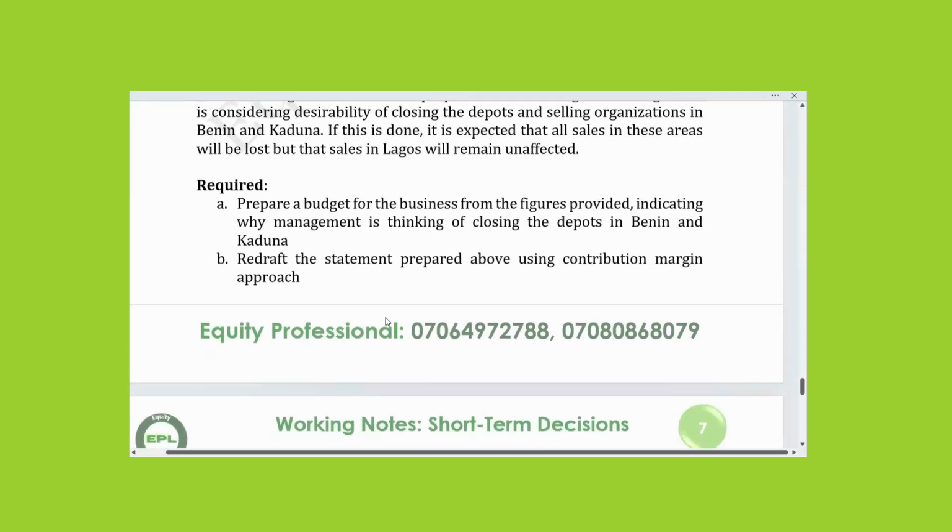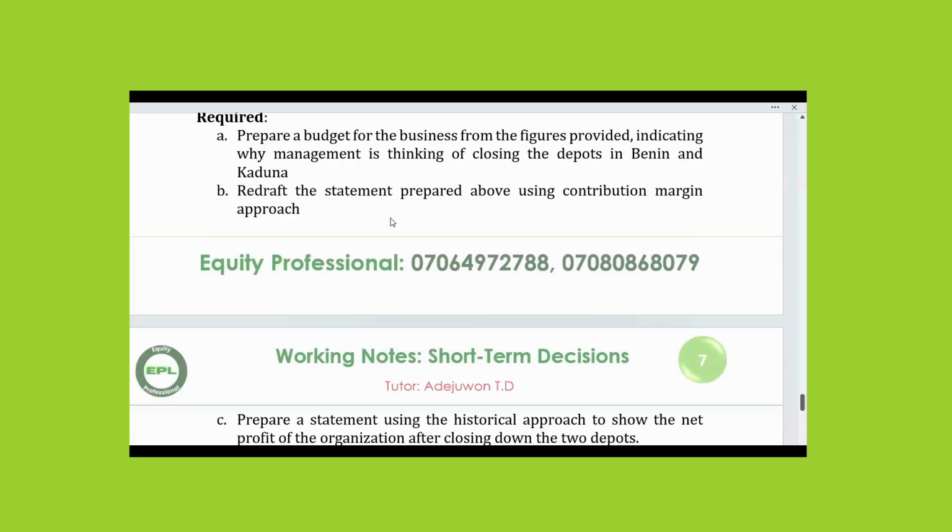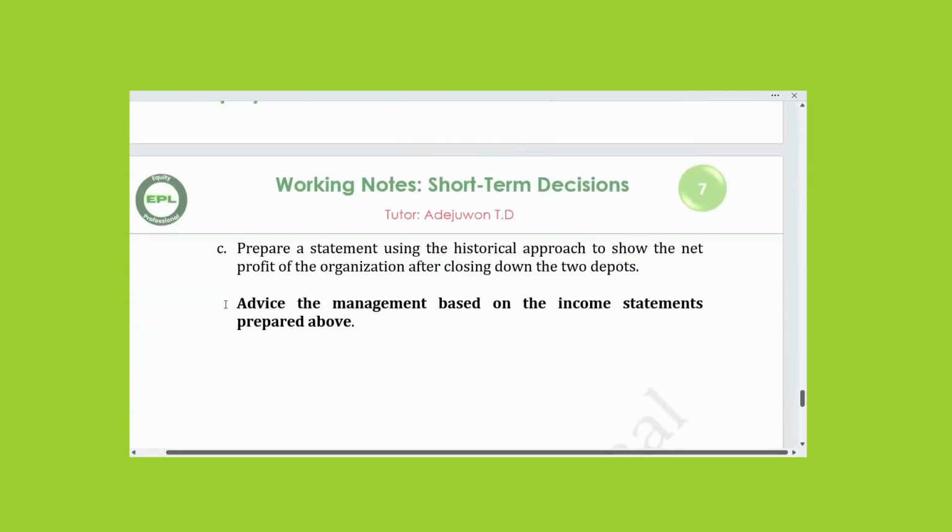Redraft the statement prepared above using the contribution margin approach. Prepare a statement using the historical approach to show the net profit of the organization after closing down the two depots. Advise the management based on the income statement prepared above.